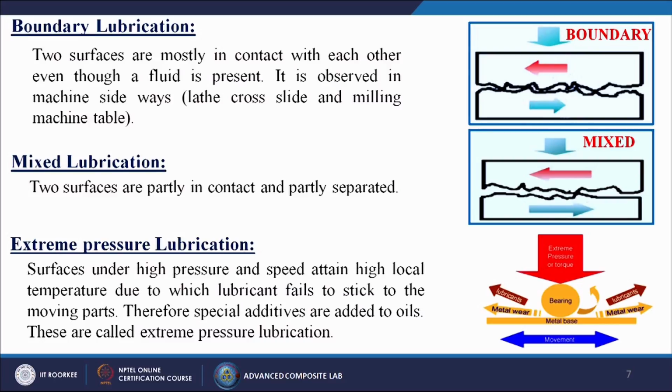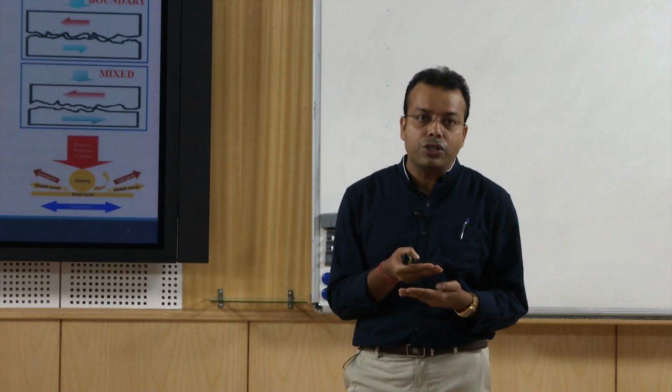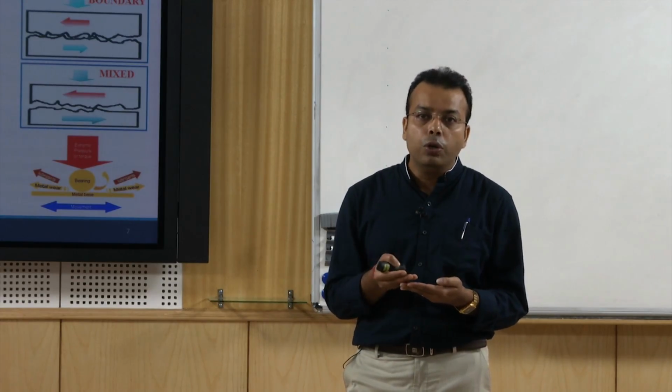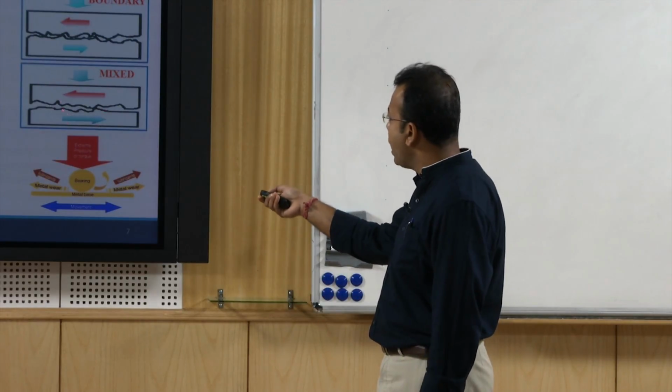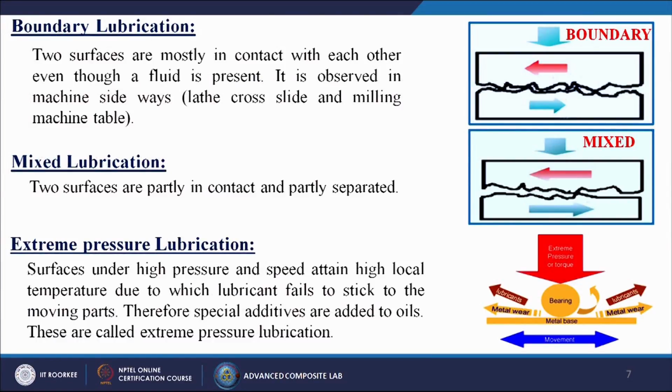The second one is called mixed lubrication. In mixed lubrication systems we can see that in most cases the parts are not contacting each other, there is a certain lubrication film present. From this figure you can understand that two bodies are moving in opposite directions and in between them the lubrication is acting.